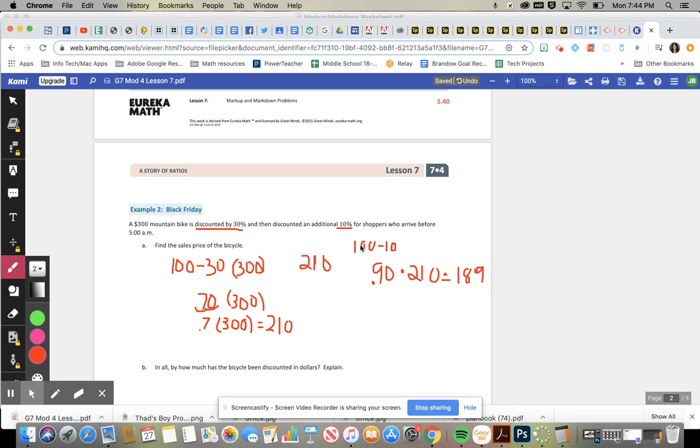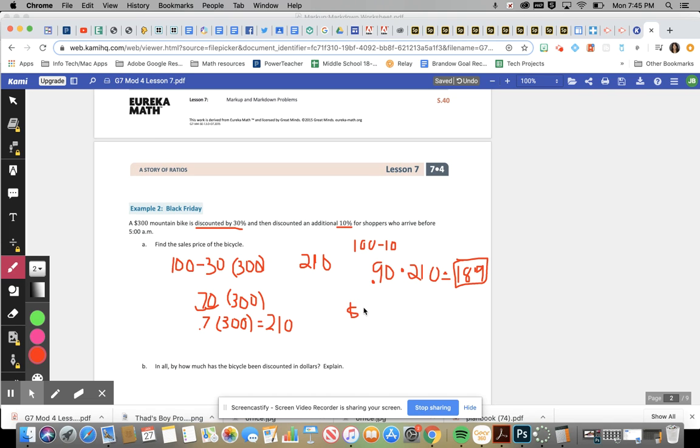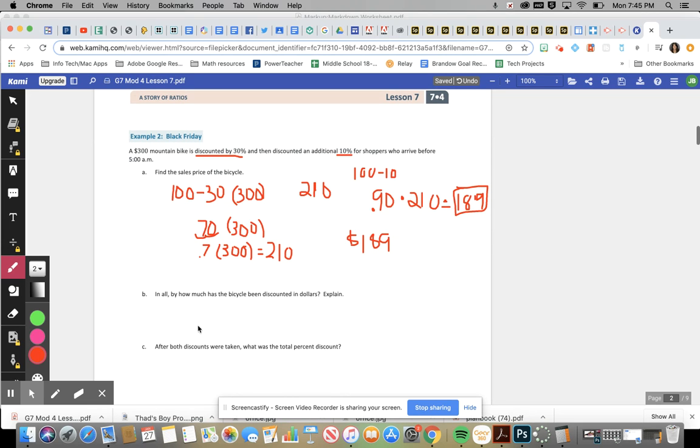And then if you show up before 5 a.m., you get another 10% discount, and the final price of that mountain bike is $189. So that's a pretty good deal with both of those discounts added on top of each other. B says, in all, how much has the bicycle been discounted in dollars?